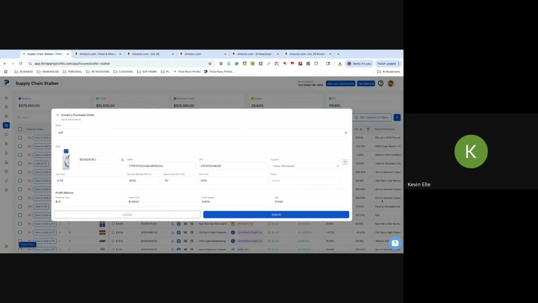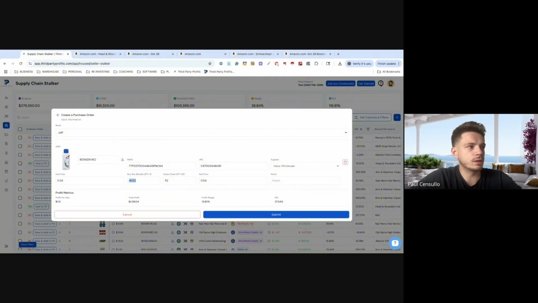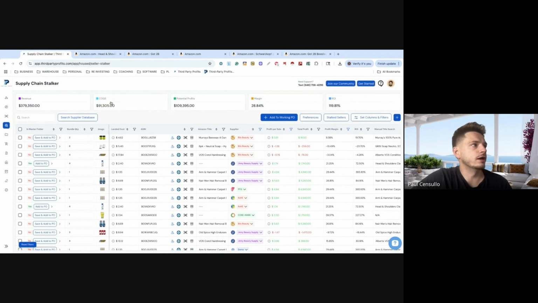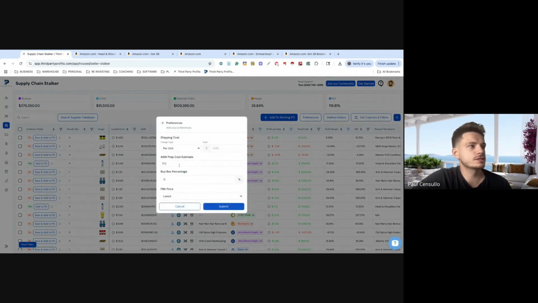Yes, I have a quick question. Is the prep fee already calculated into the margins, or is that something we do at the end? So that depends on how you have the software set up, and I'll walk through that once I submit this. So we're just going to do 540 units here, $153 in profit. Inside of the sourcing itself, you can set up your preferences to include a shipping cost and an ASIN cost prep estimate for the products.